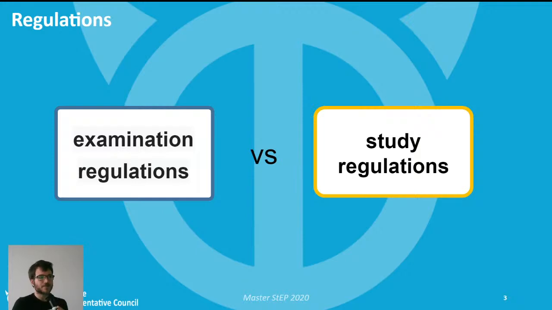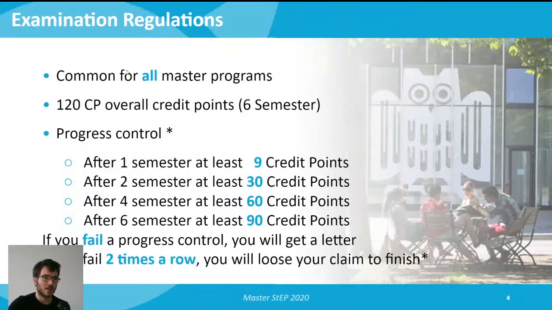There are two different things: the examination regulations and the study regulations. The examination regulations are common for all master programs, and in each master program in computer science, you have to do 120 credit points. Again, 1 credit point is around 30 hours of work, but that is just a measurement. Mostly you don't have to work that much to get 1 credit point.